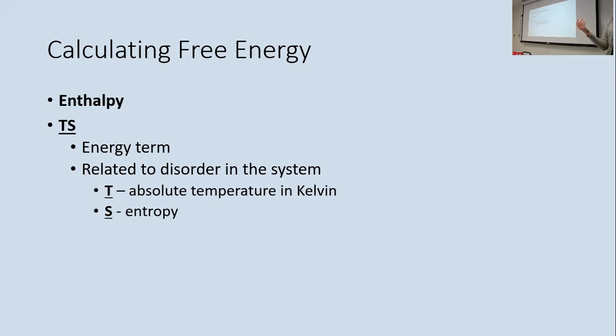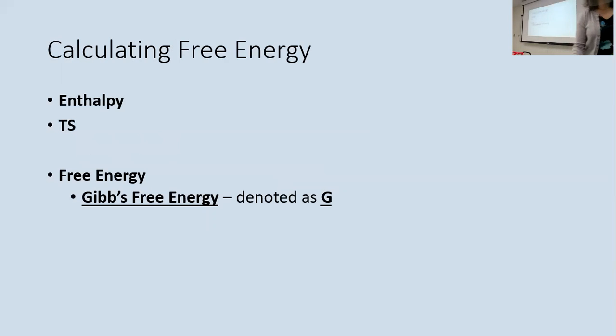So we've got this H term and this term TS. Now the difference in basically your order and your disorder is going to be equal to your free energy. We're using Gibbs free energy. We're not going to talk about Gibbs or the history of that. Just the letter in the equation is going to be G. That's what that gets us. So free energy represented as G in the equation makes it look like this.